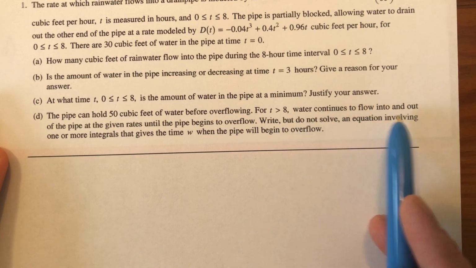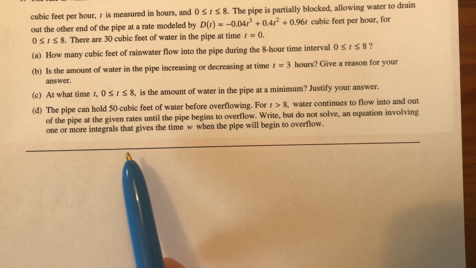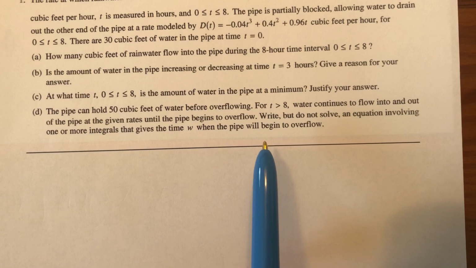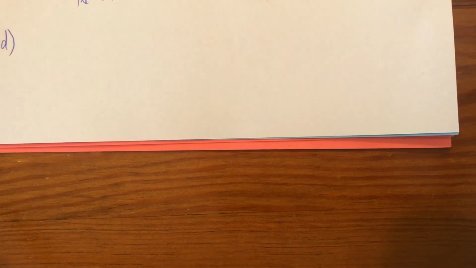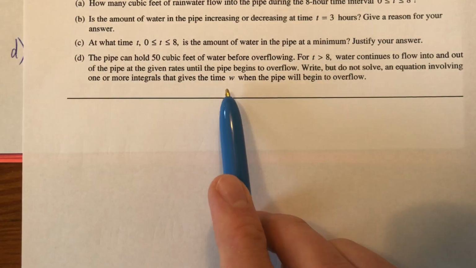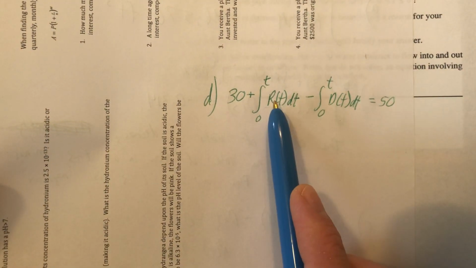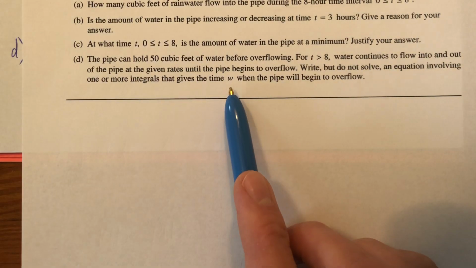For t greater than 8, water continues to flow. Write, but do not solve, an equation involving one or more integrals that gives the time w when the pipe will begin to overflow. Okay, well, here goes. When I did this one, I did it wrong. I did it right, but I did it wrong. I'm telling you that as a cautionary tale to make sure you're reading the problem very carefully. The time w. My answer involved time t. I also had another mistake because I put t here and here. They told me to let the time be w.